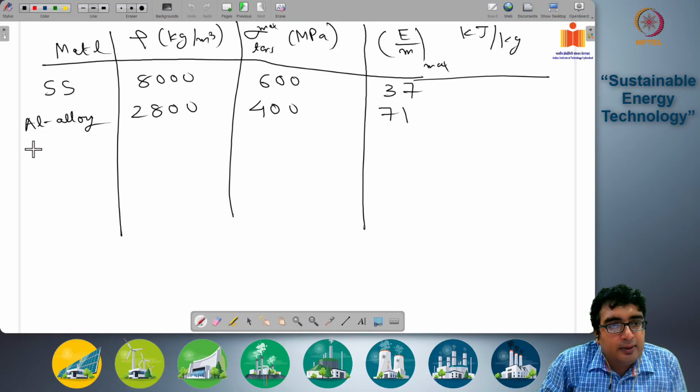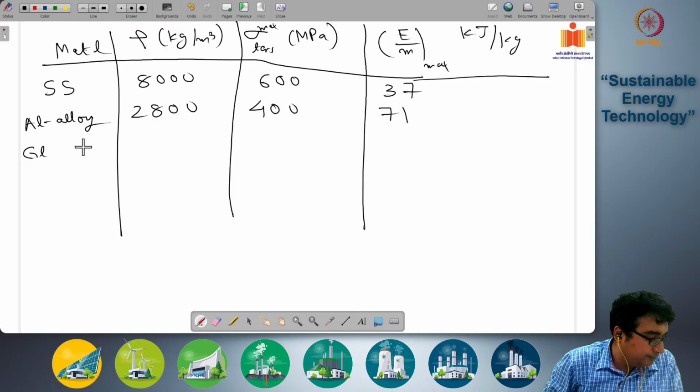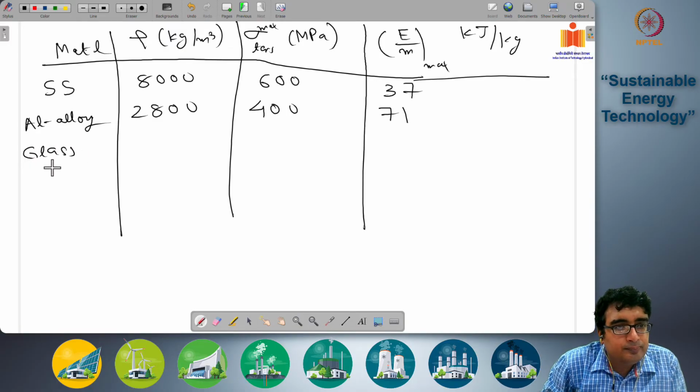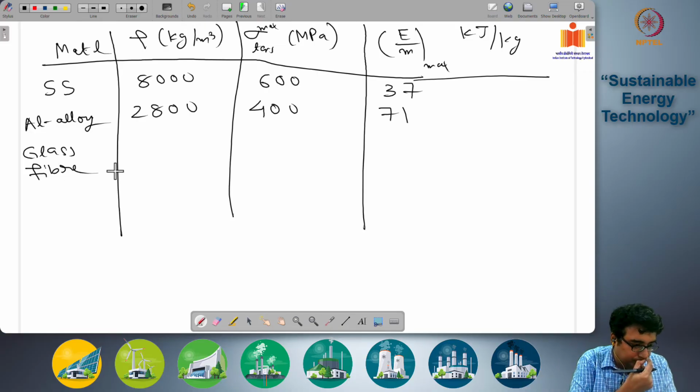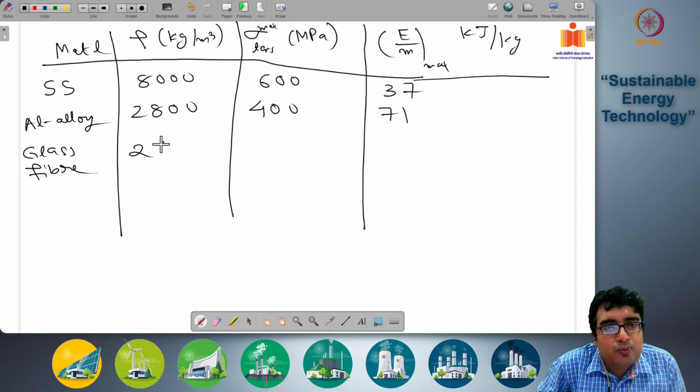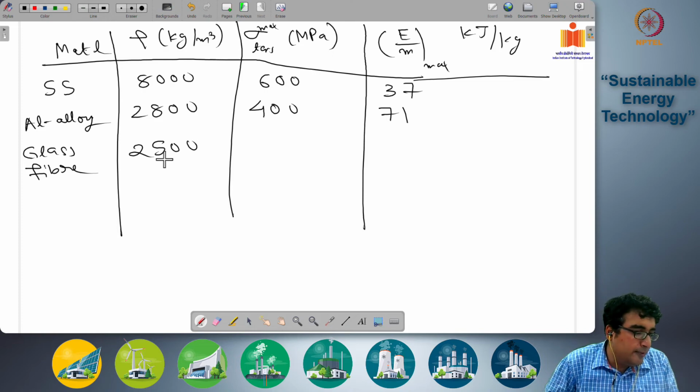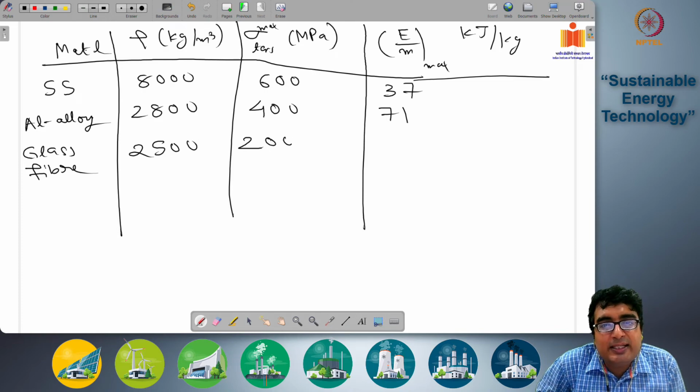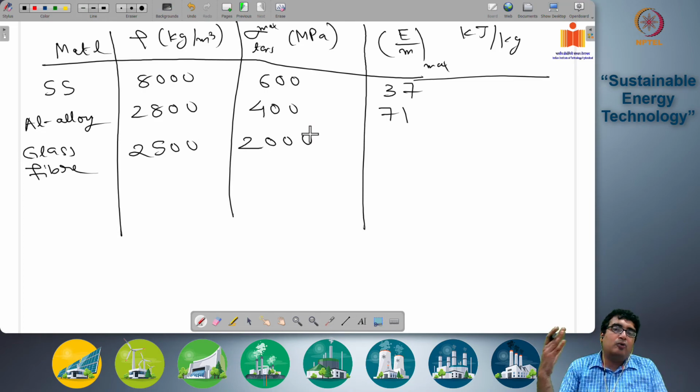Then you can have glass fiber. Here its density is 2500, close to aluminium, but your tensile strength is significantly large. So we are now looking into modern materials like glass fiber, non-metal systems, and you are now getting specific energy values of 400 kilojoules per kg.